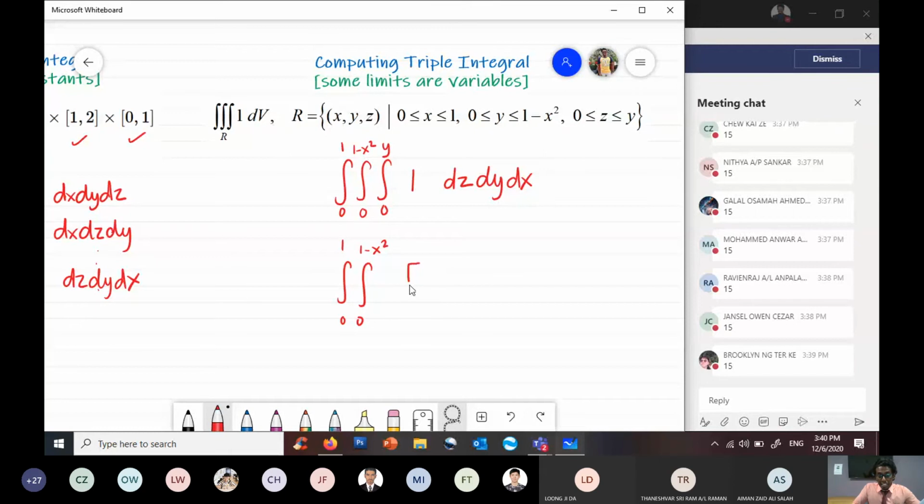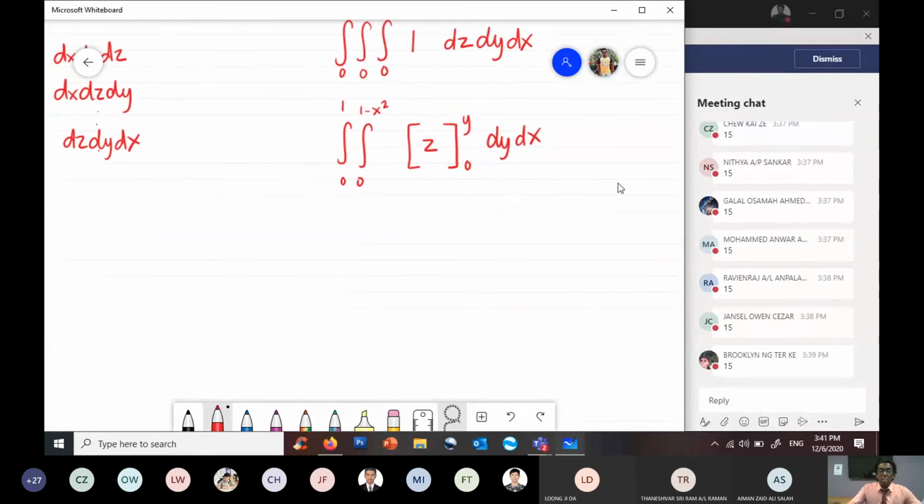But the inner integral, I'm going to solve it. If you integrate 1, you get z, right? That's it. You just get z. So the limit is from 0 until y. And let me just write dy and dx here. It's a very simple integral. So now I put in my y and then I put in my 0, I minus it. What becomes of this is simply y, because when you put 0, it's just 0.